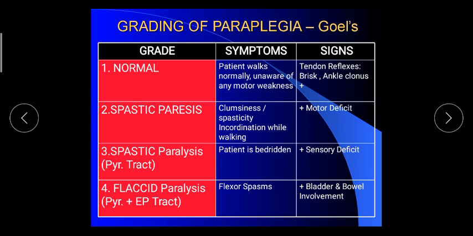The fourth grade is flaccid paralysis. Here it becomes flaccid and there is involvement of both the pyramidal tract and the extrapyramidal tract. The patient is not only bedridden, he also gets painful flexor spasms of the involved muscles, and there can be bowel and bladder involvement.